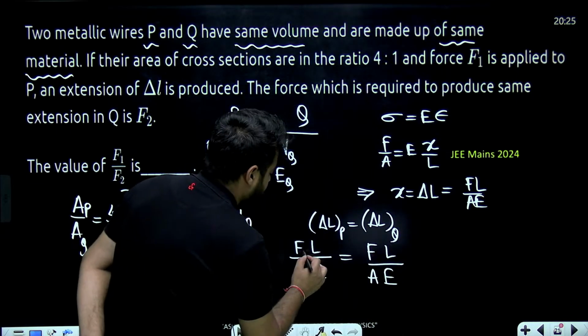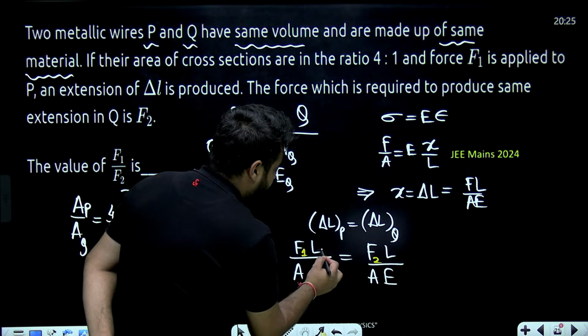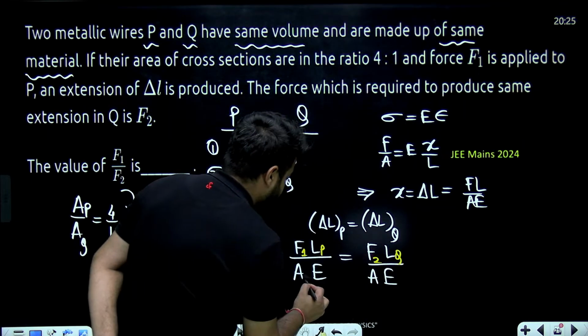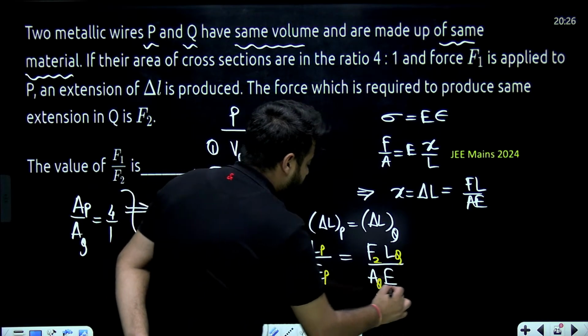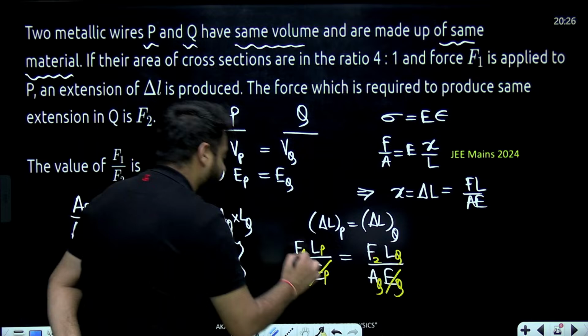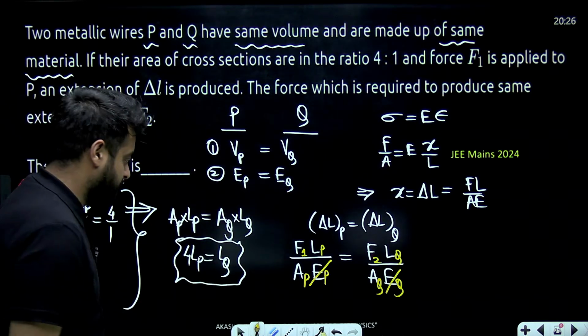Sir, this is F1, this is F2. This is LP, this is LQ. This is AP, this is AQ. And this is EP, this is EQ. The E will be gone. Why will the E be gone? Because it is made of the same material.